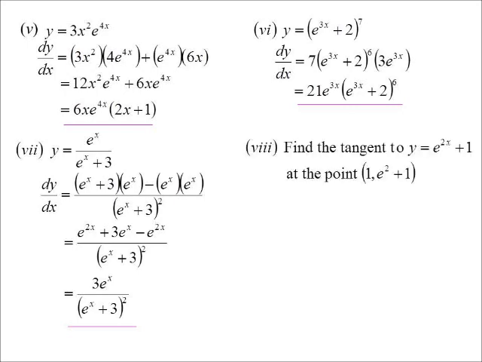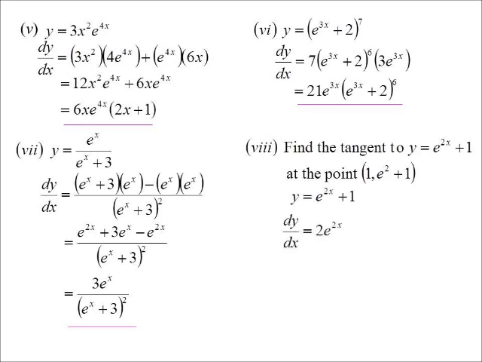I guess one of the first questions we saw in calculus was, how do you find the equation of a tangent? So we're going to find the equation at the point 1. Now the exact value of the y value at that point would be e squared plus 1. Don't know what it is exactly because we don't know what e is. So we'll leave it as e squared plus 1.